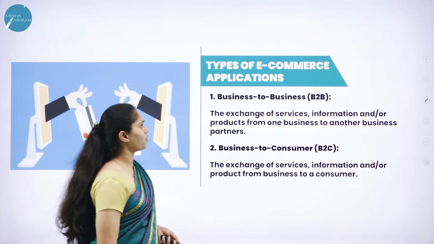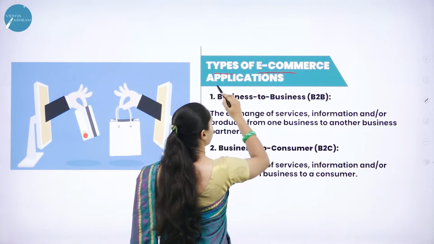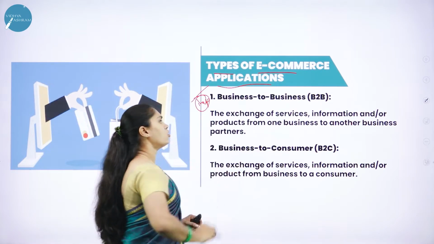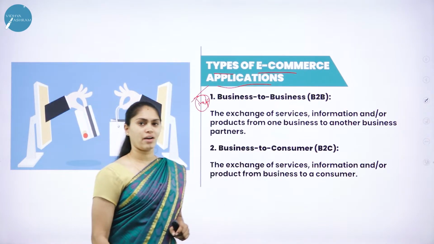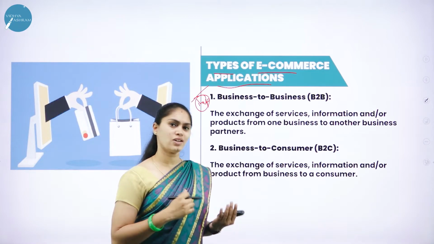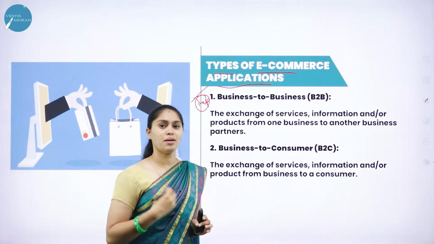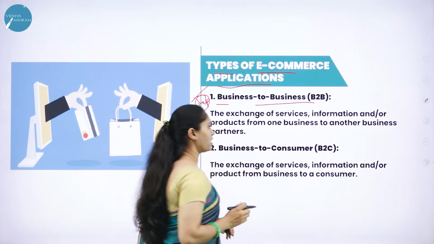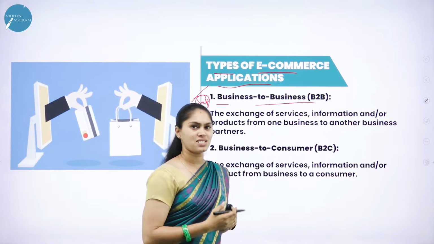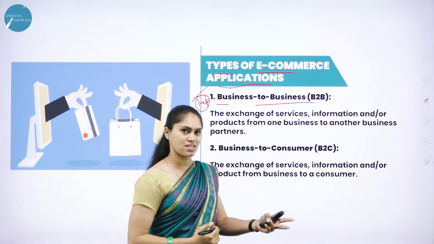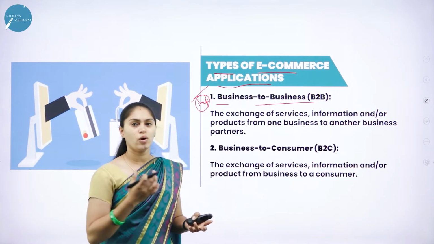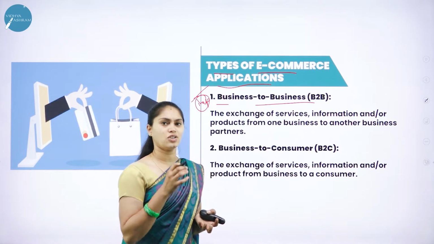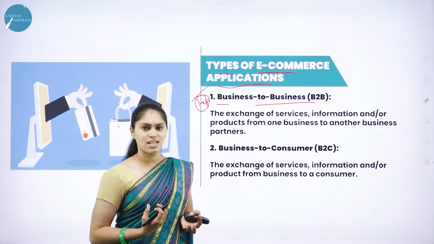Now we'll see the next one, that is types of e-commerce applications. Very important question. So what are the types of e-commerce we have? Already we got to know what is e-commerce or electronic commerce. So now we'll see about its types. If you are doing it for business to business, here the trading of goods and services takes place between business and business. That means you can consider wholesale business and retail business.